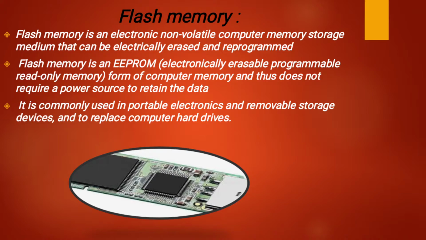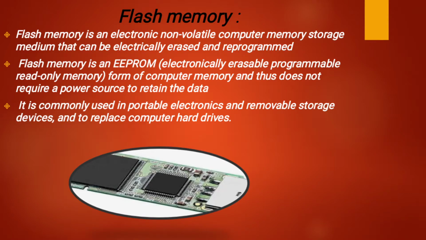Now we'll go directly to our main topic, that is, flash memory is an electronic non-volatile computer memory storage medium that can be electrically erased and reprogrammed. There are mainly two words that need to be explained. The first one is electronic. It's a kind of storage medium, and it is an electronic storage medium. Electronic means it stores the data in terms of digital codes like 0 and 1.